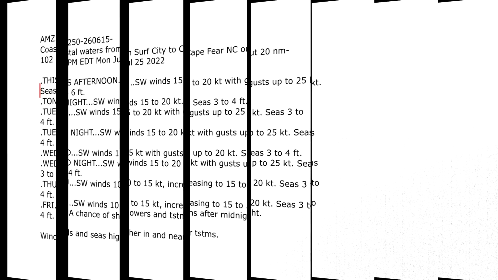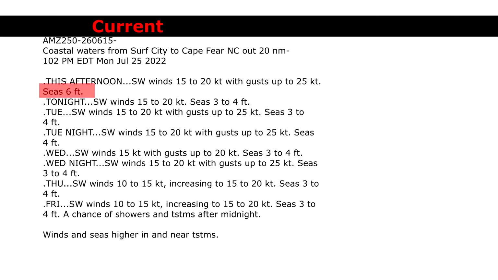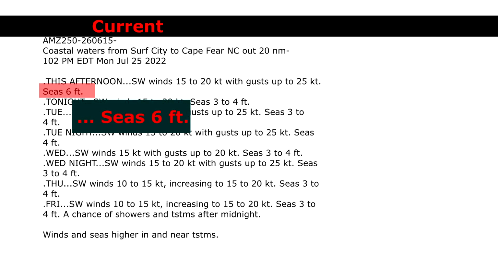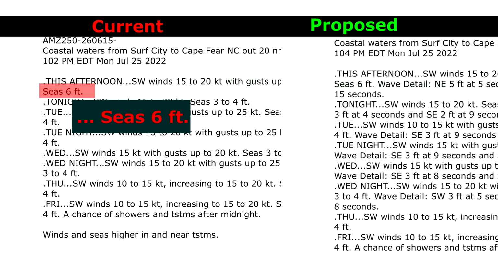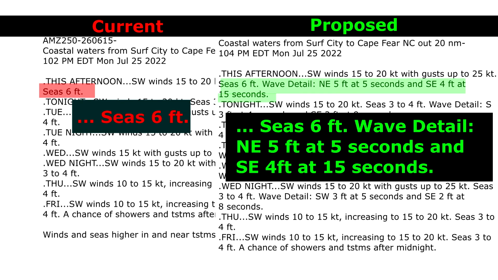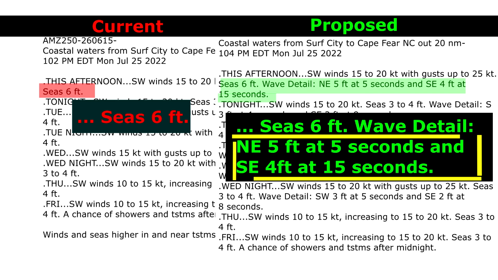In the first example shown here, you can see the existing forecast on the East Coast that provides significant wave height labeled as Cs in red, with the proposed version of the marine forecast in green, which will continue to show the significant wave height and then be followed by the wave detail that makes up that significant wave height. And as shown here, that's a 5-foot northeast wave at 5 seconds and a 4-foot southeast wave at 15 seconds, which is a fairly common occurrence in the fall.